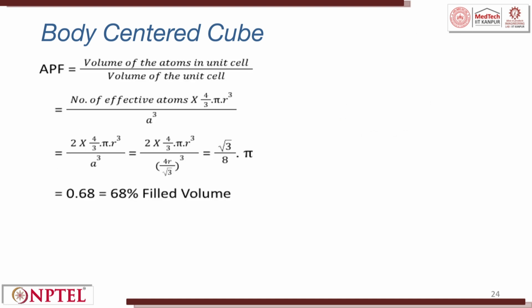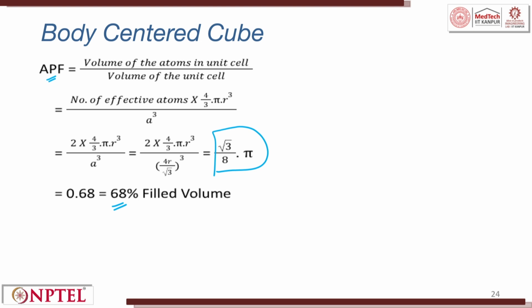Now, when we try to calculate the atomic packing factor, which is nothing but the volume of the atoms in the unit cell divided by the volume of the unit cell, it is the number of effective atoms into 4 by 3 pi r cube divided by a cube. You get the answer root 3 by 8 pi, which is 68% filled volume. In simple cubic it was 52, here it is 68.